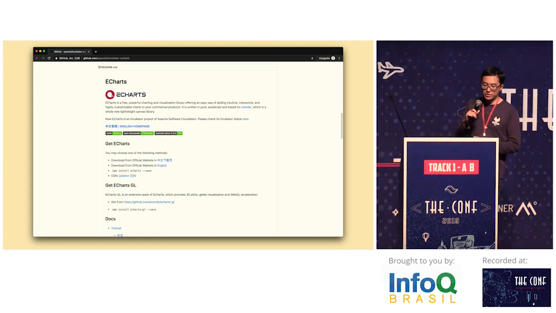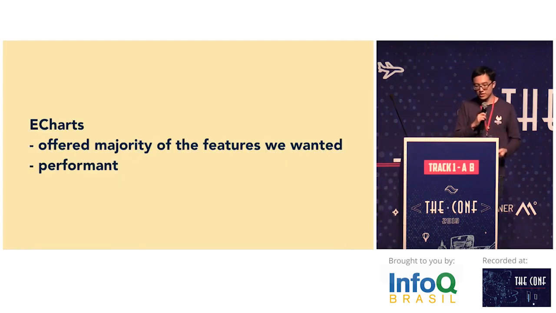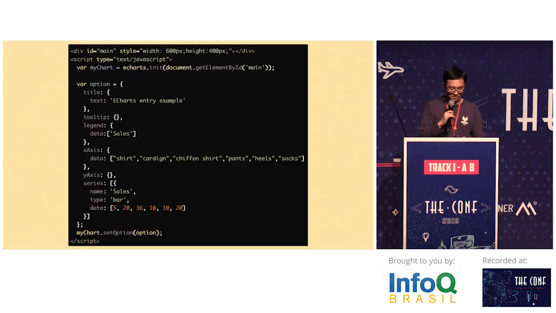When we looked deeper into how ECharts works, this is a code snippet of a simple ECharts chart. Very similar to ChartJS, you have your container, and then you pass in the options and the element to the library. This was the approach that we preferred, and so it was a great move for us to adopt this.